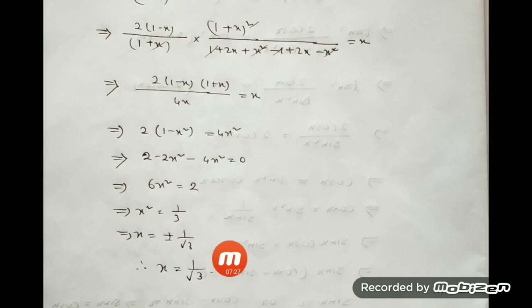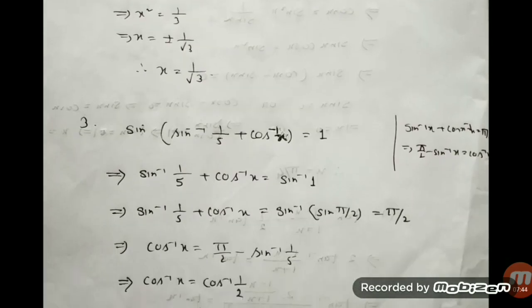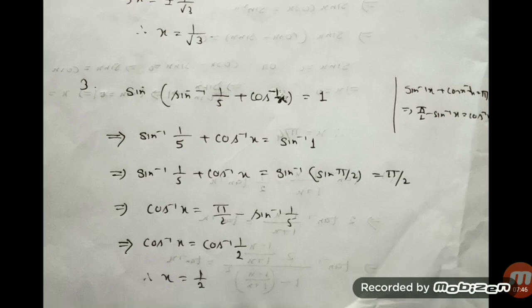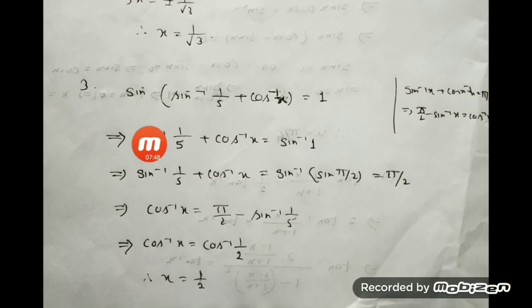Again verifying, we just put plus 1 by root 3 and minus 1 by root 3. We see that 1 by root 3 satisfies the equation. Therefore x equal to 1 by root 3 is the solution. Got it? So you see, in the case of questions of the form solve or find a value, you proceed with both sides together. One more question. Sine inverse of 1 by 5 plus cos inverse of x equal to 1.